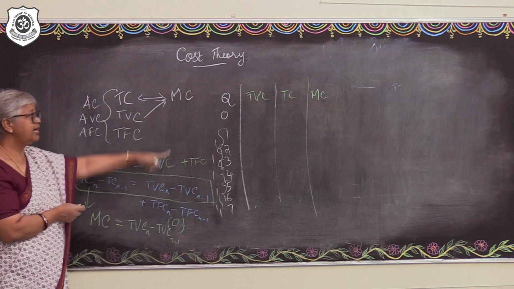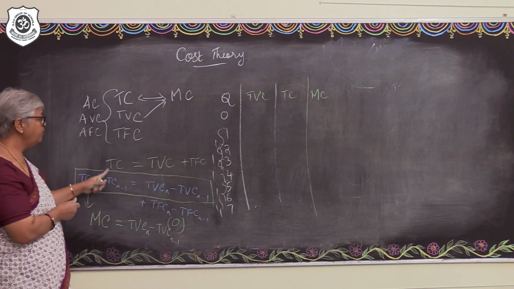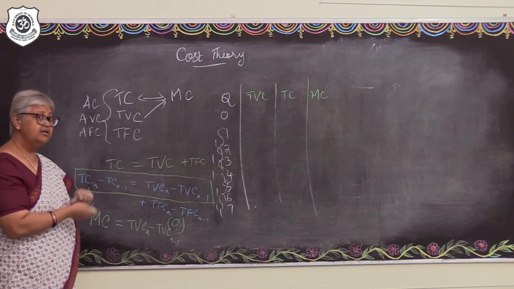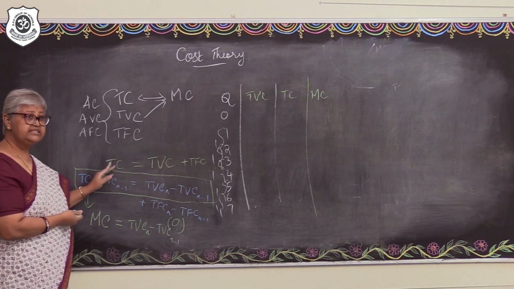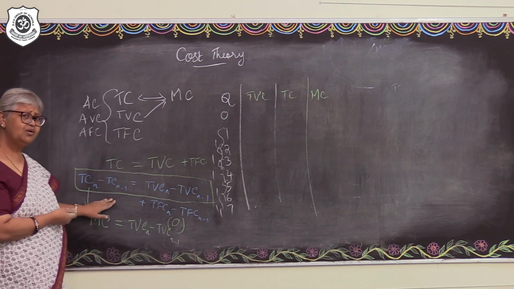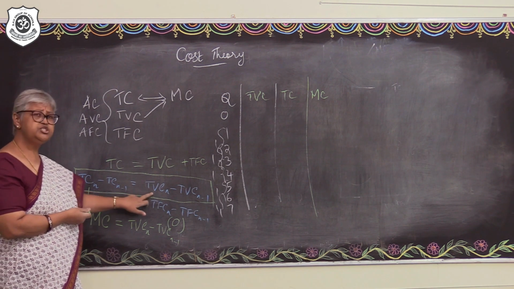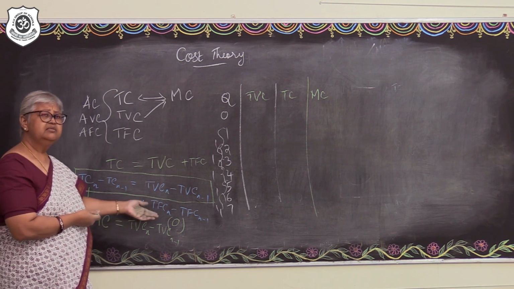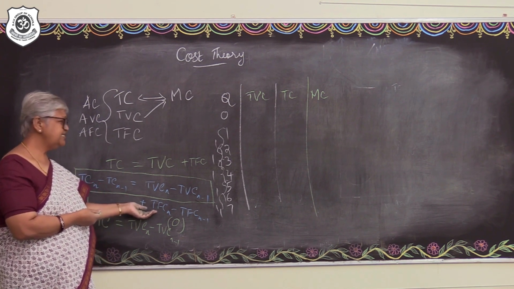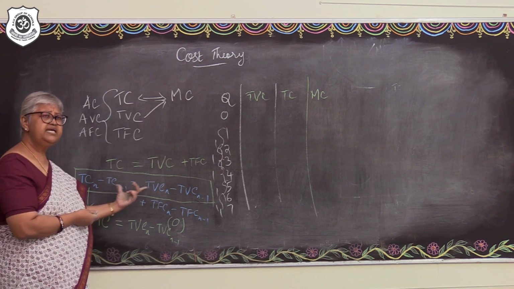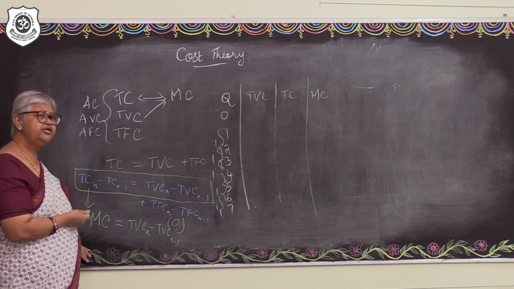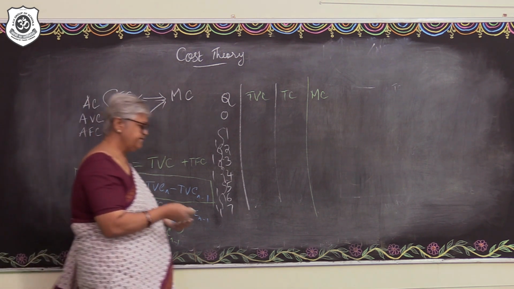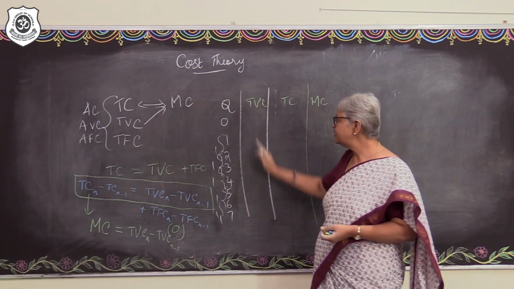So this is what I am going to show. How total cost makes up TVC plus TFC, and when there is a change in the total cost, how that change is just due to the change in the variable cost, because there is no change in the total fixed cost. And how that is going to affect the marginal cost is what we are going to understand through the table. So, let's understand how the TVC behaves.